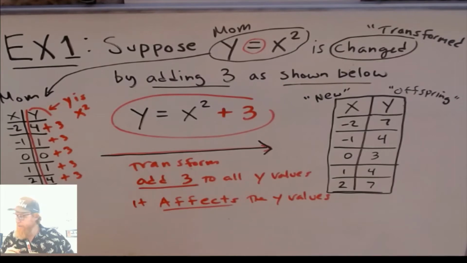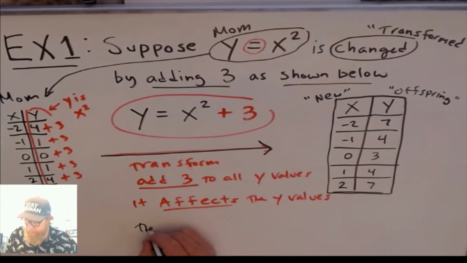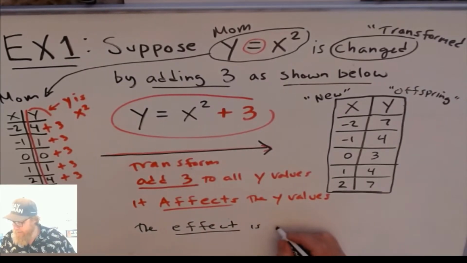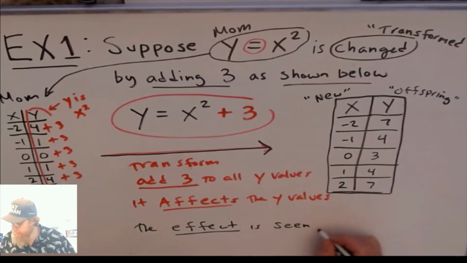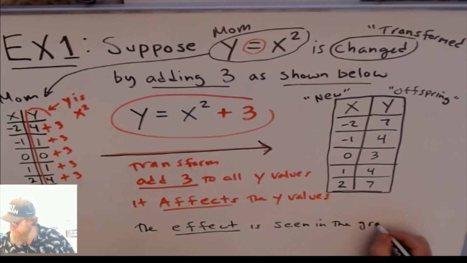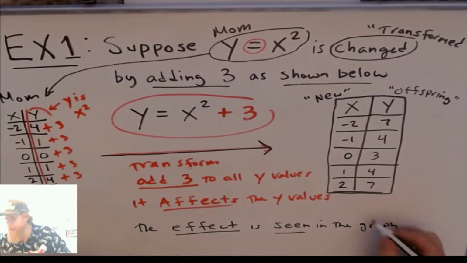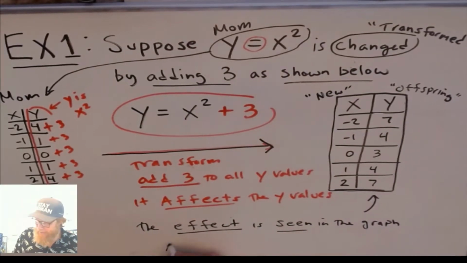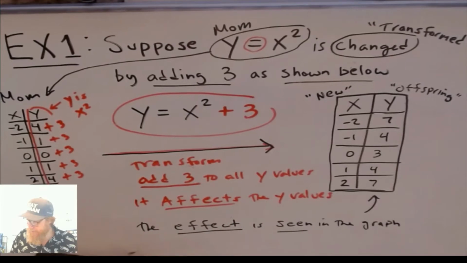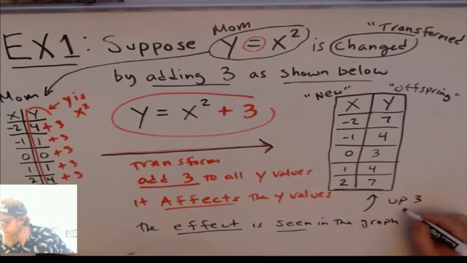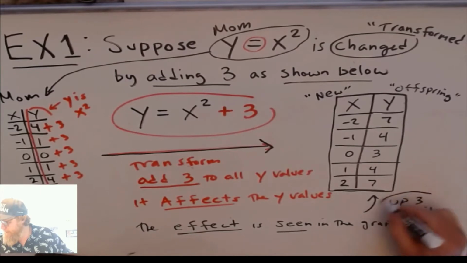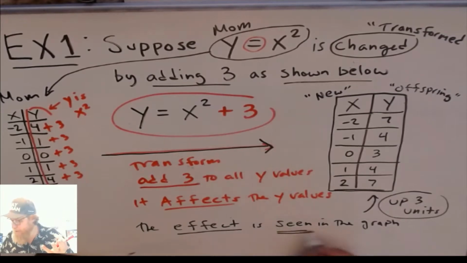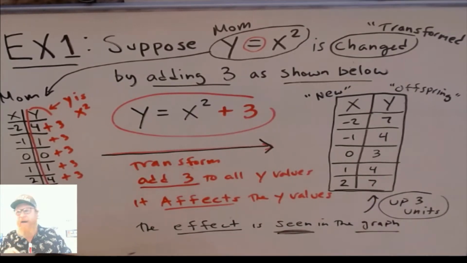Now we're going to draw. So what is the effect? We'll answer this now. The effect is seen in the graph. Right. I mean, sometimes you can see it here. You can see that all the y values have gone up 3 units. Look at all the y values. They moved up 3 units. But to actually see it, it's nice to draw the graph.